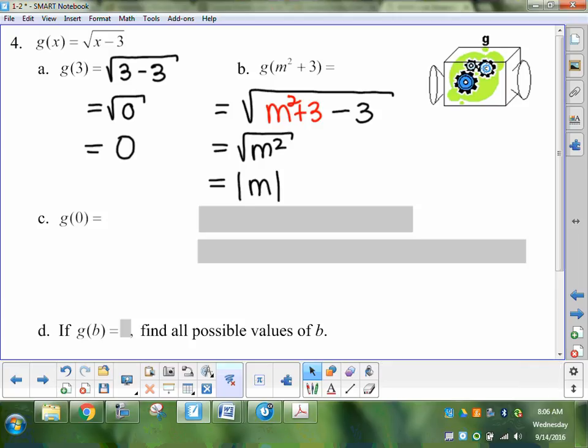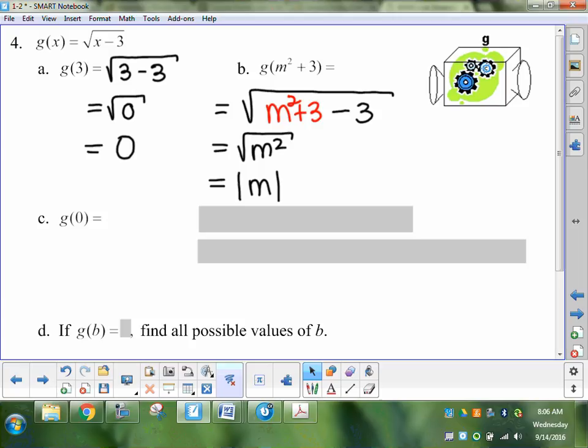If it wasn't there to start, and then you take the square root, it would be plus or minus. Since it's given to you, you know that it's there. You're taking the absolute value of it.